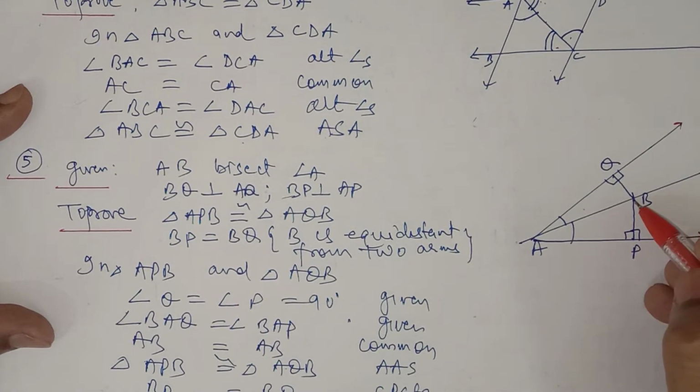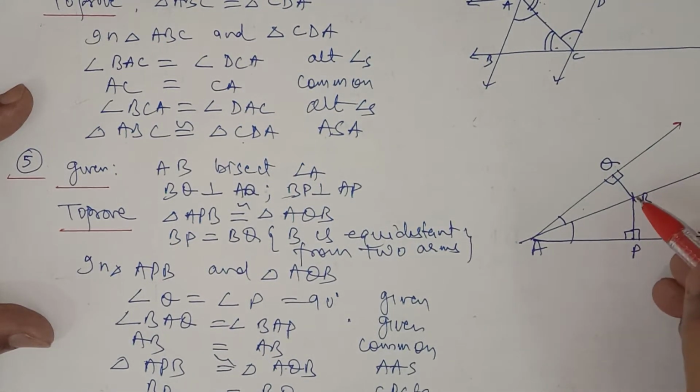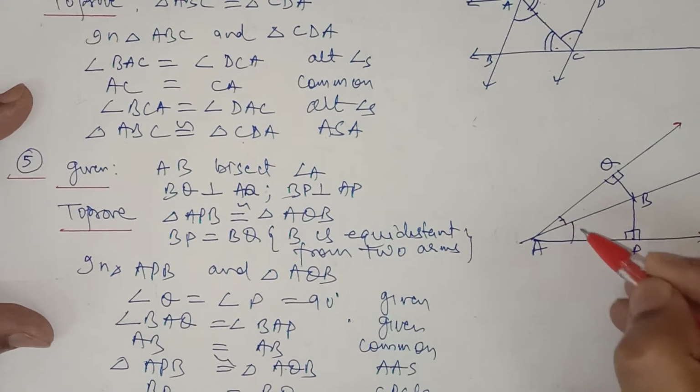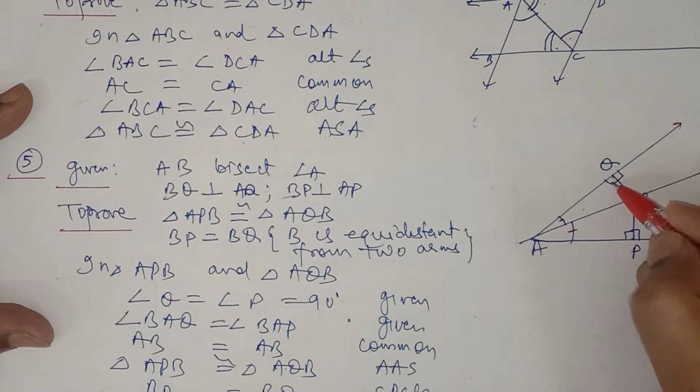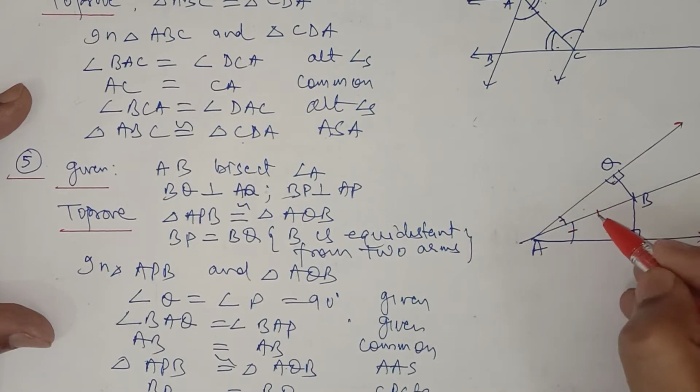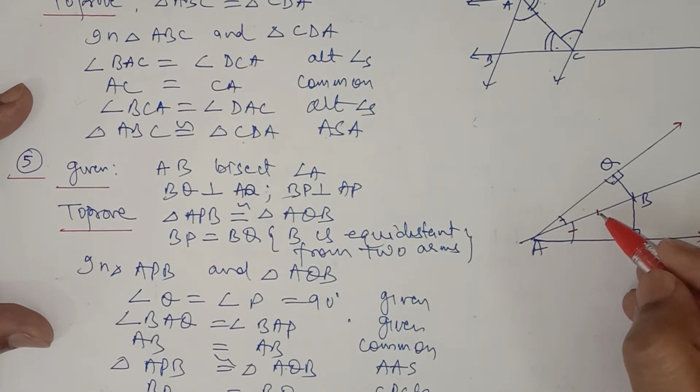Equidistant means B is equidistant from these two arms, that is, their perpendicular distance should be equal. So you have to prove that BQ is equal to BP. So how can you prove that? If we prove that these two triangles are congruent. Now because this angle is equal to this angle, this is equal to 90 degrees, and this side is common. So by angle side we can prove that these two triangles are congruent.